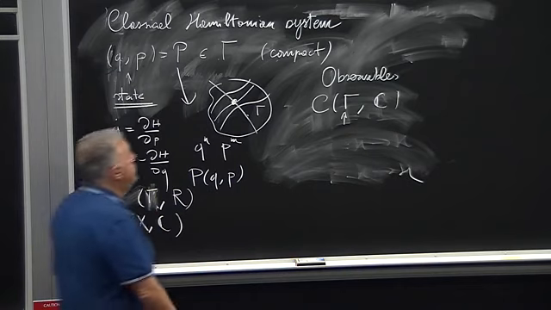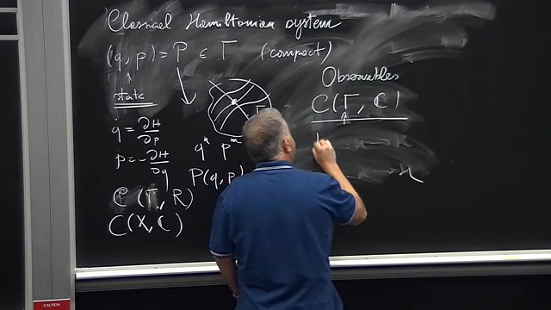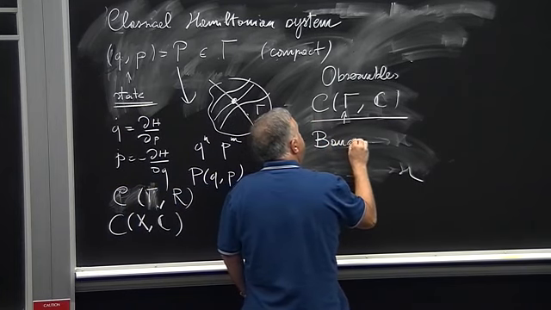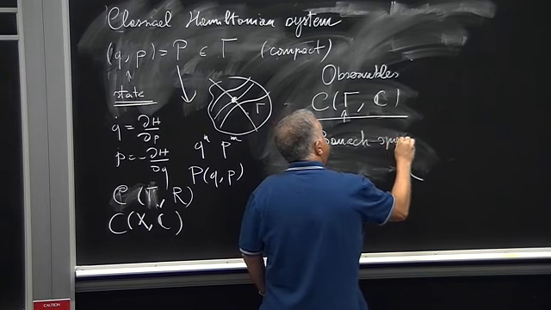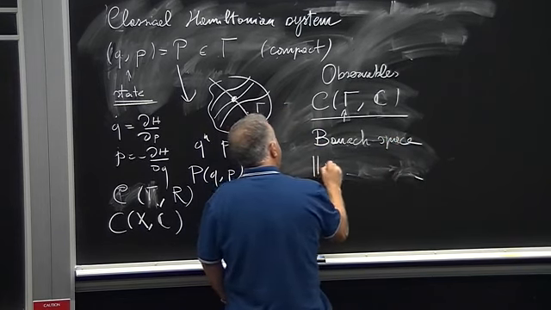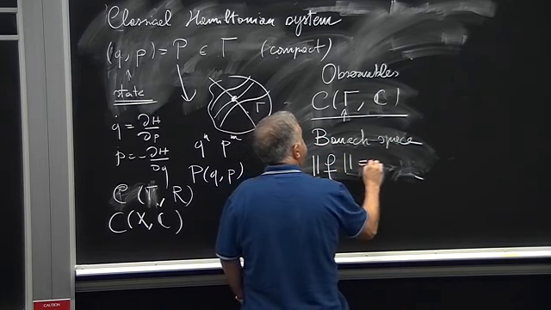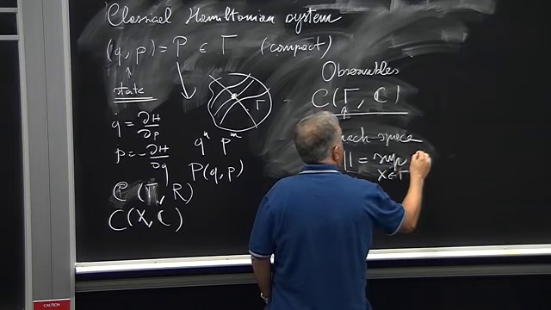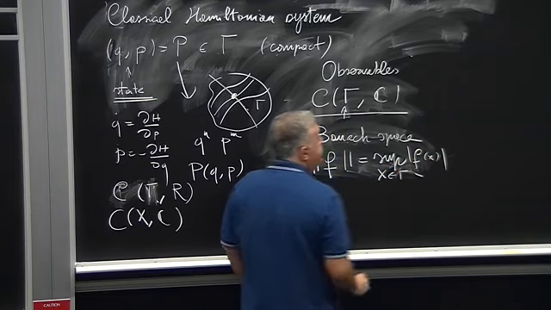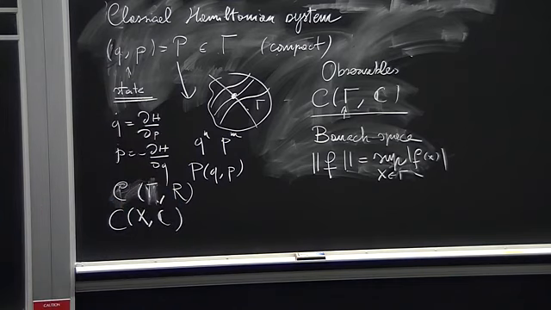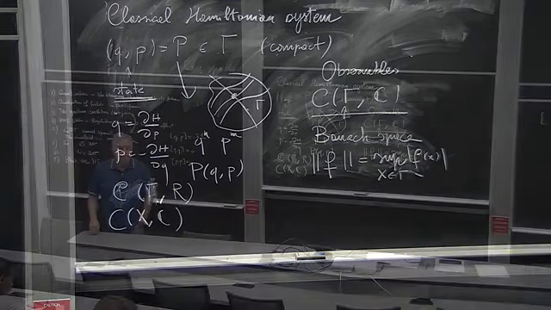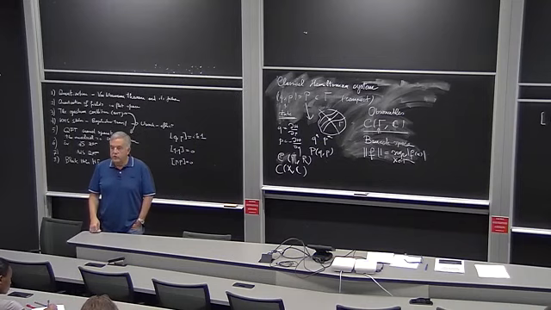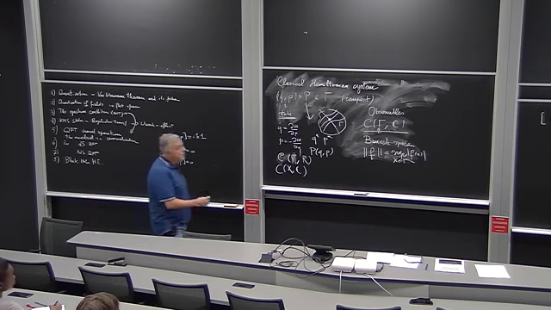And you know that this has the mathematical structure of a Banach space, where the norm of an observable is the supremum over all the points belonging to your phase space of the modulus of f of x. Should I recall the definition of what a Banach space is? This is one example of a Banach space.